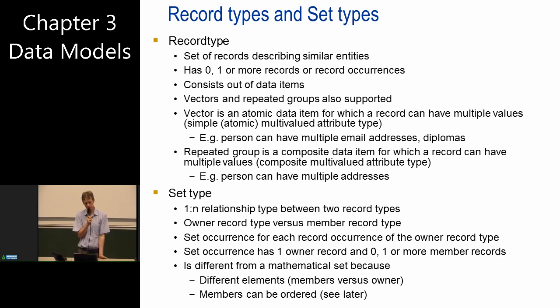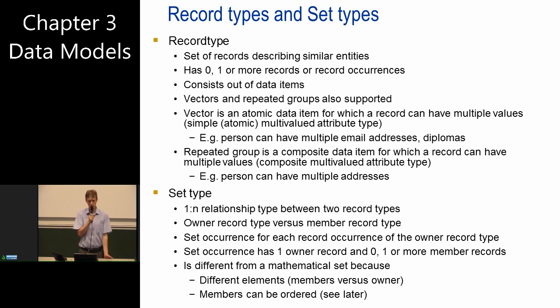A vector, think of a vector in a mathematical way, is a series of similar data elements. You can have a vector of integers, you can have a vector of real valued numbers. They're actually all elements that belong to a similar type. Here as well, a vector is an atomic data item for which a record can have multiple values. It's what we call a simple multi-valued attribute type. Think about a person having multiple email addresses, for example. That you can nicely model by means of a vector. Or a person having multiple diplomas. That you can also nicely model with a vector.